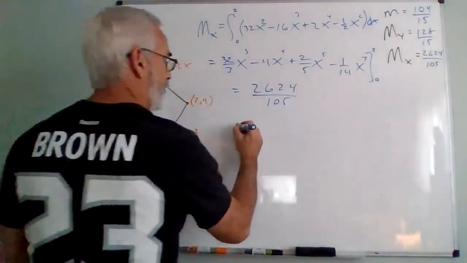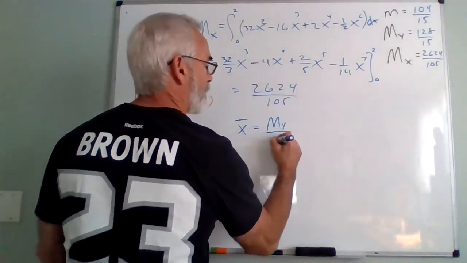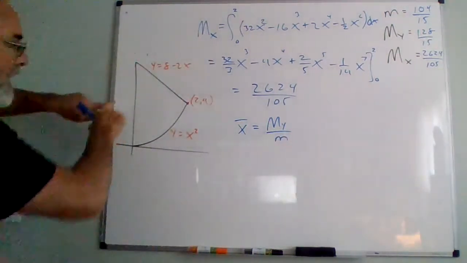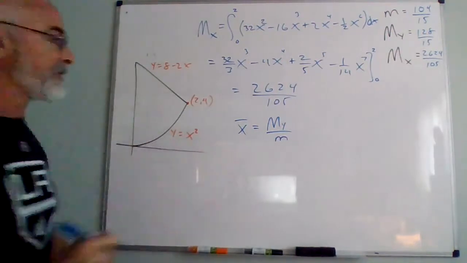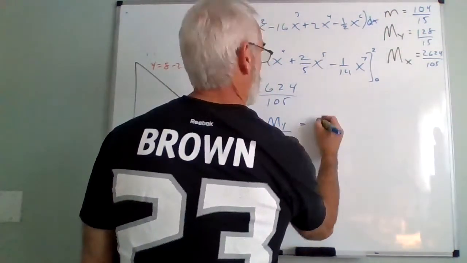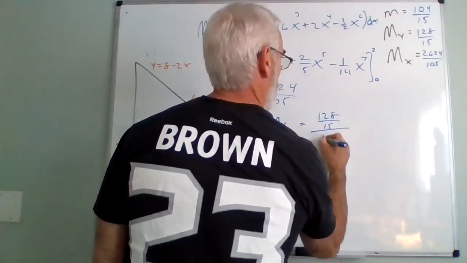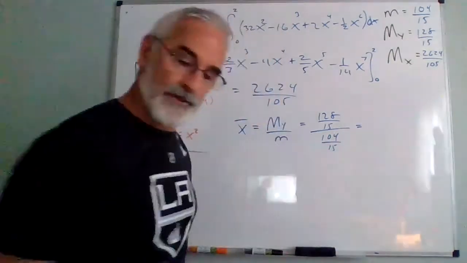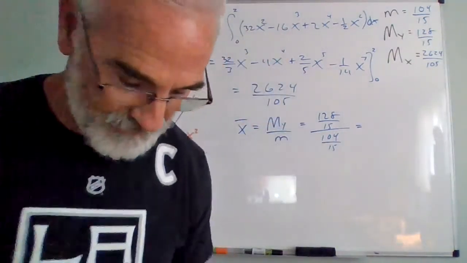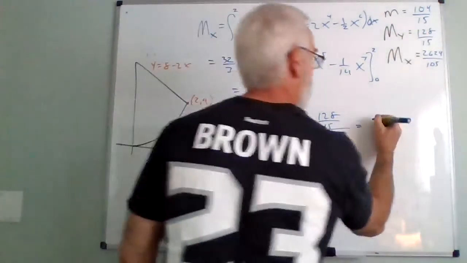So if you remember, x bar is the y moment over the mass. And again, the y moment is the distance to the y-axis. That's why that's where x bar comes from. In this case, that would be 128/15 over 104/15. So if I use my calculator and I reduce that, that comes out to be, I believe, 16 over 13.